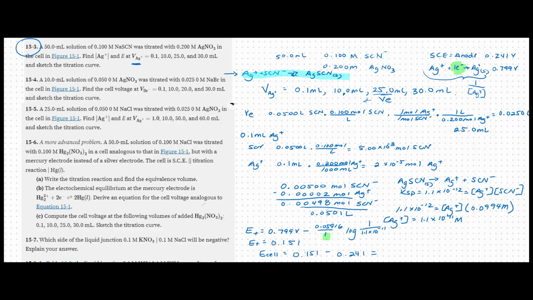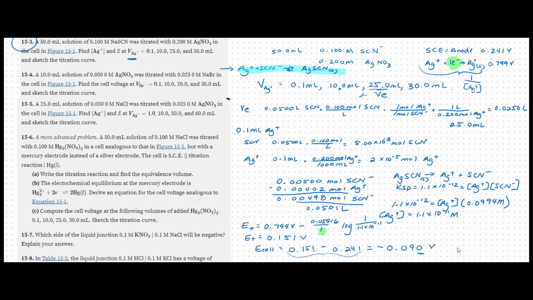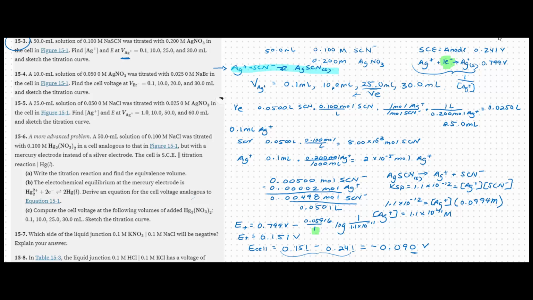So the E of the cathode, 0.151 volts, minus the E of the anode, 0.241, because that's our saturated calomel electrode. You should get an E of the cell of negative 0.090 volts. Now we do keep our significant digits to the thousandths place. Remember from the very first week, our sig fig rules, when we're subtracting like this, we are bound by the last place value. So it's negative 0.090 volts for the E after 0.1 milliliters of silver have been added to this titration. So now let's do 10 milliliters.